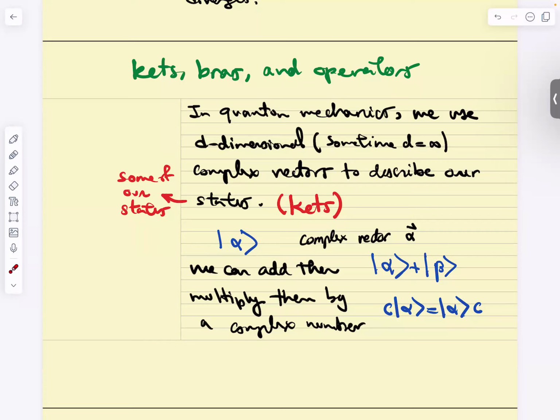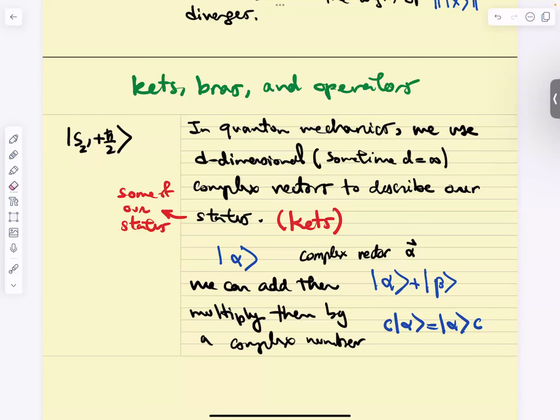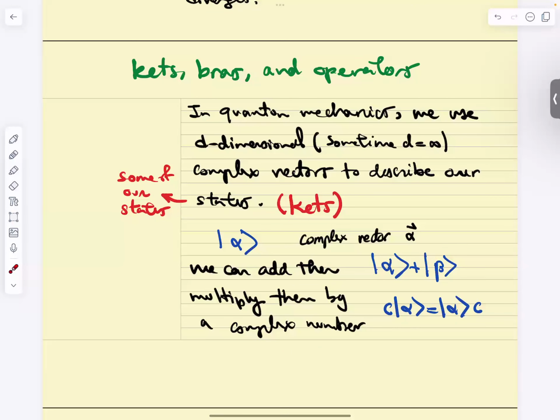So kets and bras are a notation, a convention invented by Dirac. I don't know if it's scary or not to you, but none of this notation represents anything but a complex vector. I was already using this notation, for example S of z plus h bar over 2, and I said this is a 2-dimensional vector. Most of today's lecture is going to be about building this notation. It turns out that this is an extremely convenient notation, to the point that it gives you a huge conceptual advantage.